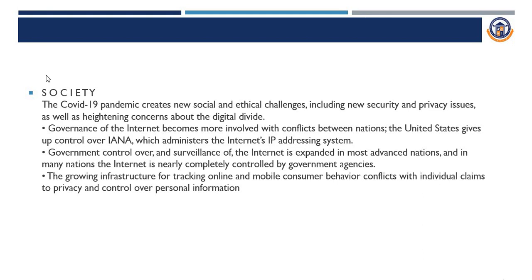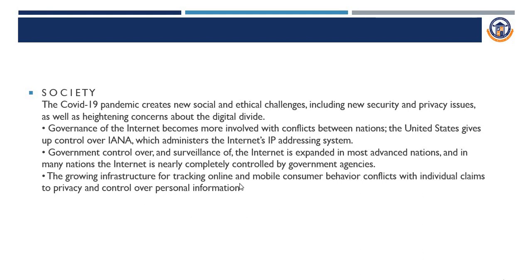The COVID-19 pandemic creates new social and ethical challenges, including new security and privacy issues, as well as heightening concerns about the digital divide. Governance of the internet becomes more involved with conflicts between nations. The United States gives up control to IANA, which administers the internet IP addressing system. Like that, the Indian system also requires a body which regulates internet governance. And government control over internet surveillance expands and becomes more advanced in advanced nations.